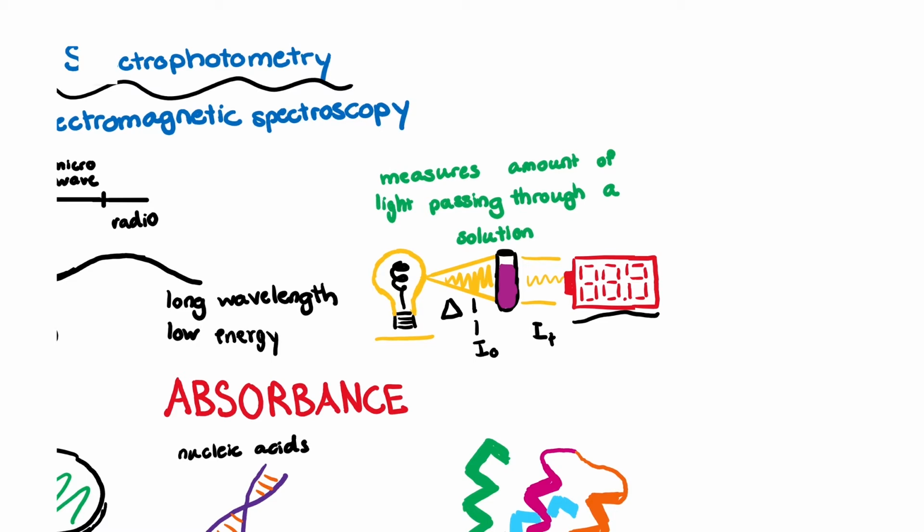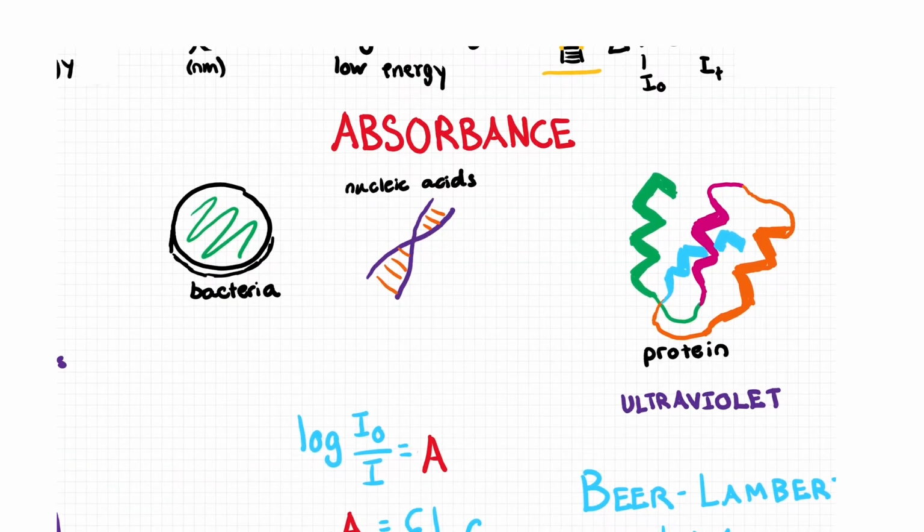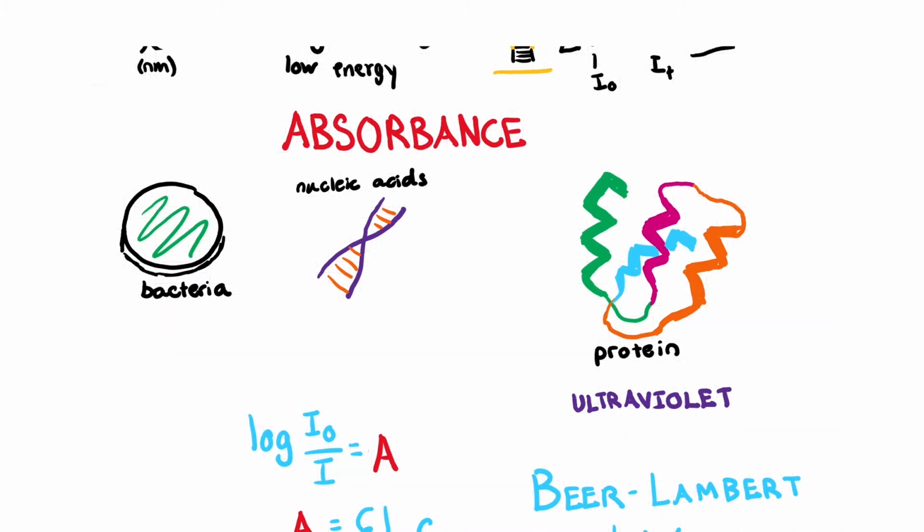So that's the basic concept of spectrophotometry, and you kind of understand the different parts that are involved in this. But how is this calculated, and what are the uses of this? Well, absorbance, which is the value that is provided from spectrophotometry, is used in bacterial, nucleic acids, and protein assays. So before we get into their applications, nucleic acids and proteins use the ultraviolet wavelengths to measure their absorbance, while bacteria are measured at the visible light.